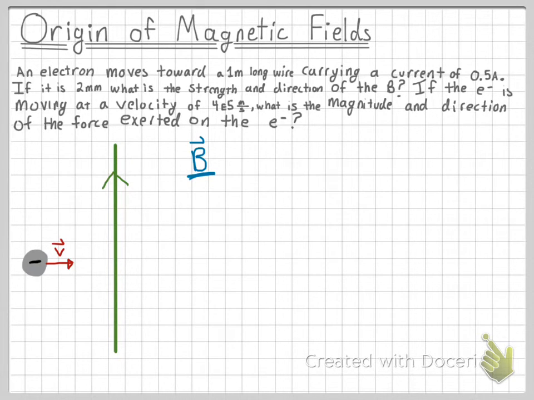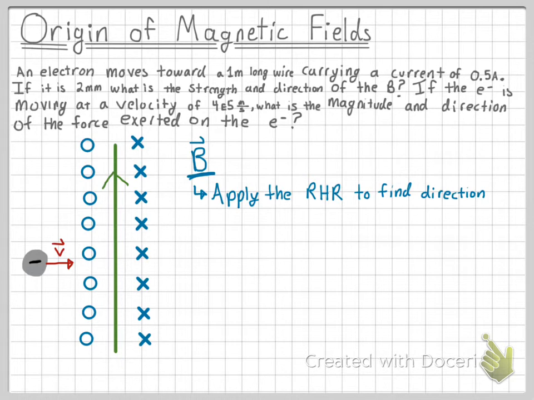So let's first look at the magnetic field. We must apply our second right-hand rule that we just learned to find the direction of the magnetic field. So our thumb points in the direction of the current and our fingers curl around the wire. We find that the magnetic field comes out of the page to the left and into the page on the right of the wire.